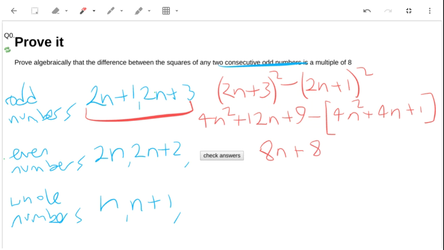So I have 8n plus 8, and that could be expressed, I suppose, as 8 times (n plus 1). So it's 8 times a whole number, which means that it is a multiple of 8.